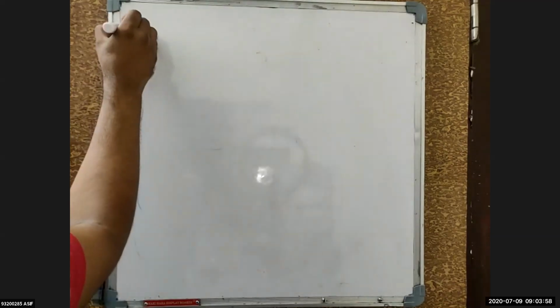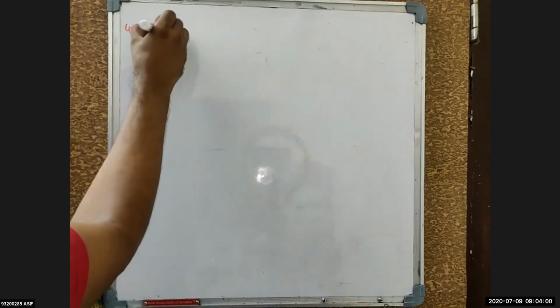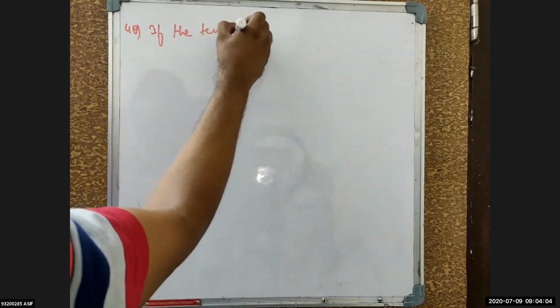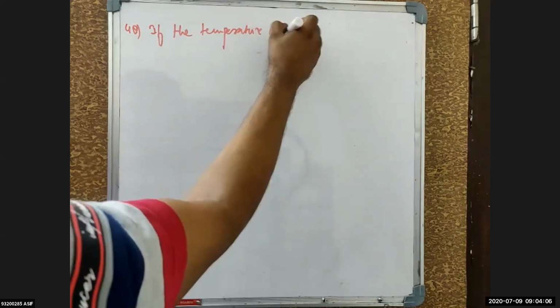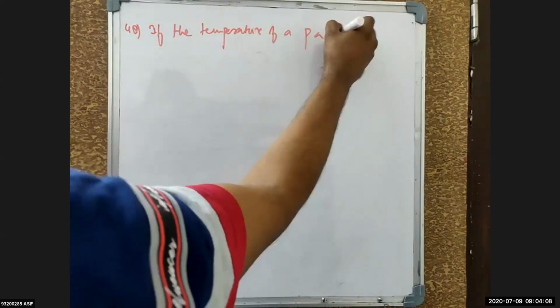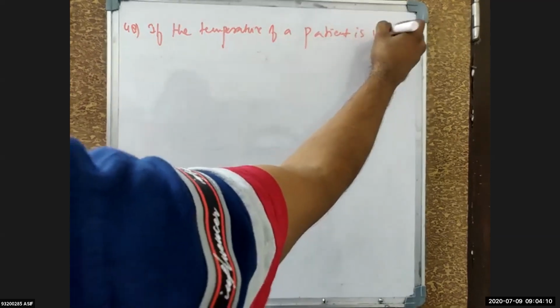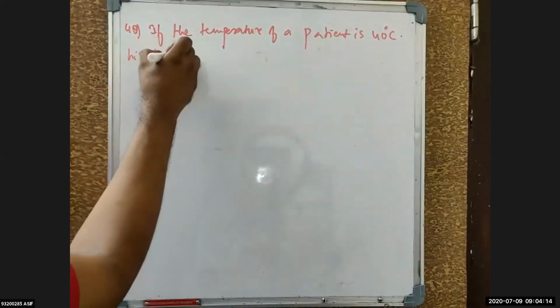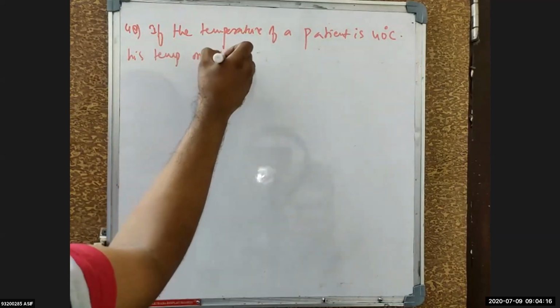Take one more question. Try to do it faster. This is question number 4. If the temperature of a patient is 40 degrees centigrade, his temperature on the Fahrenheit scale is.